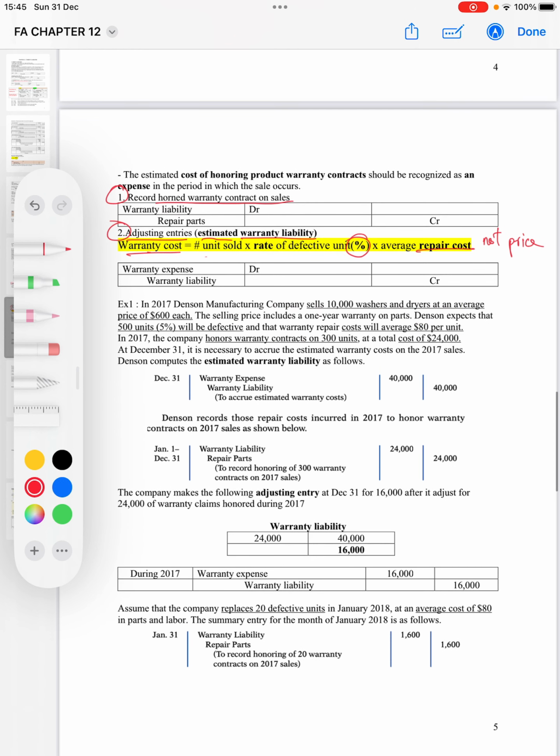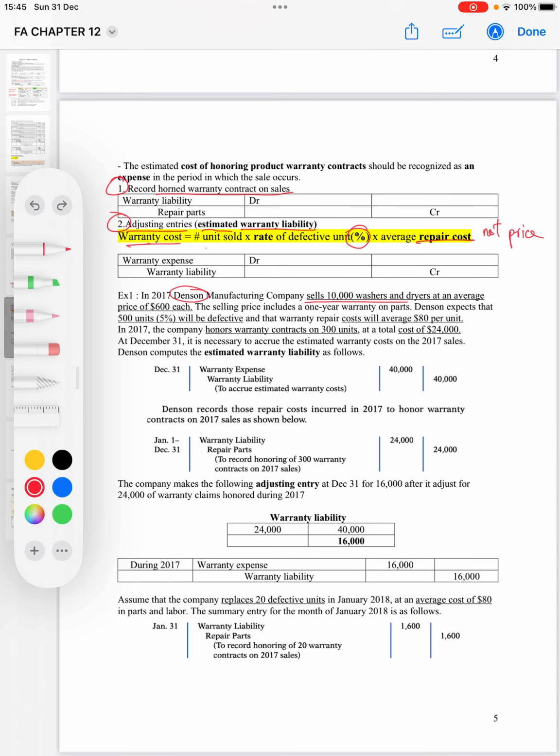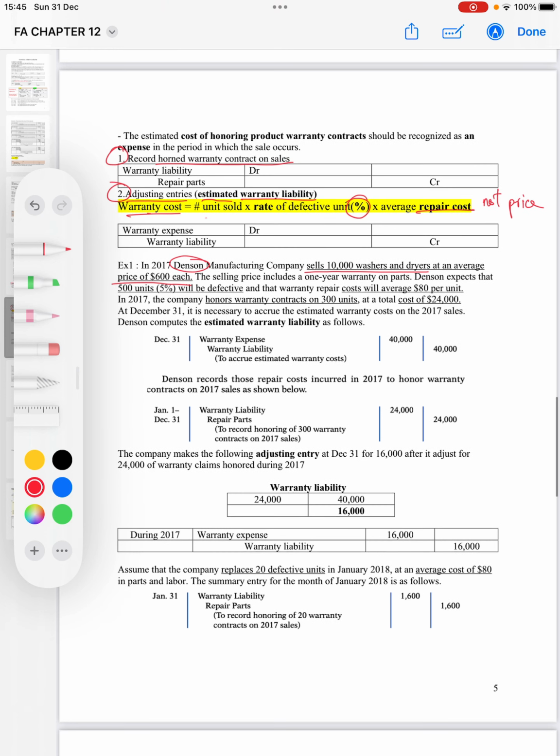Take a look at this example. This company, Danson Company, sells 10,000 washers and dryers, with a price of 600 each. And they estimate that they expect 500 units, or we can say 5% of the 10,000 washers and dryers, will become defective, and the warranty repair cost, which means the cost to repair these defective dryers and washers, is $80 per unit. Okay, per unit.